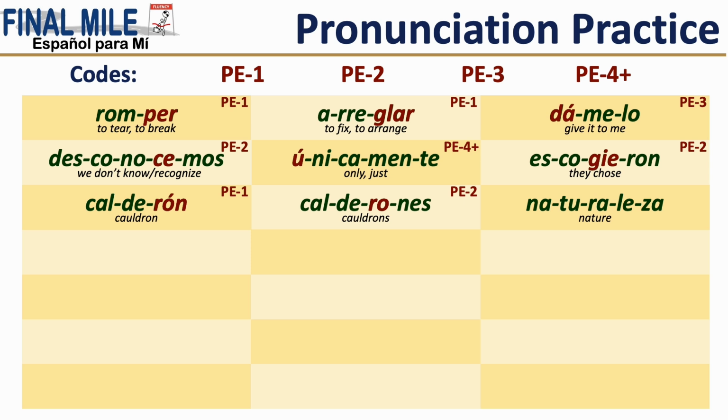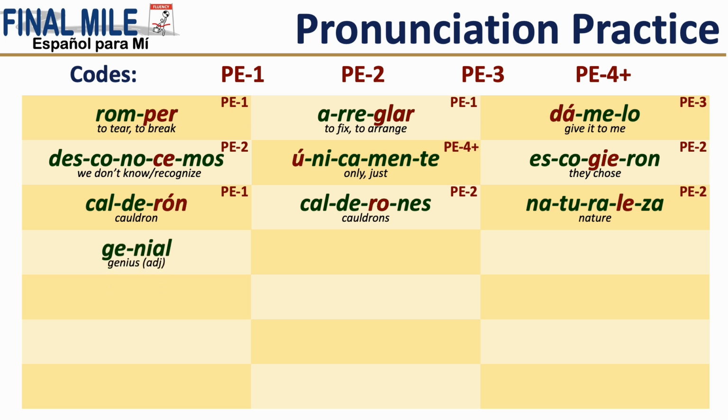Longer word, not to be intimidated. We know how to do this. We don't need to know what it means. Okay, even if we have never seen the word before, we are now capable of pronouncing it perfectly in Spanish. This ends in a vowel, so this is PE2. Naturaleza. Pronounce it long like I do. Naturaleza.